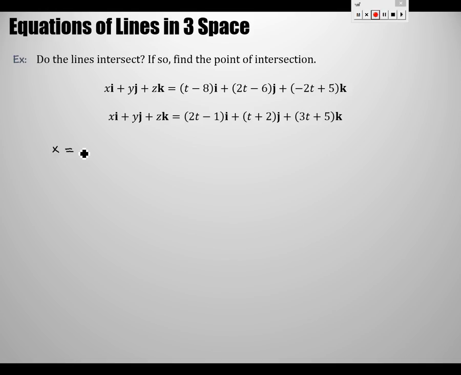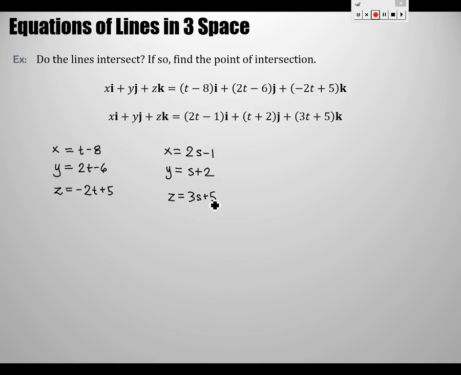Here's the first line: x equals t minus 8, y equals 2t minus 6. I probably should have just given it to you this way. That would have been a nice thing to do, right? And the other line is x equals 2s minus 1, y equals s plus 2, and z equals 3s plus 5. I'm going to change it to an s if that's okay.